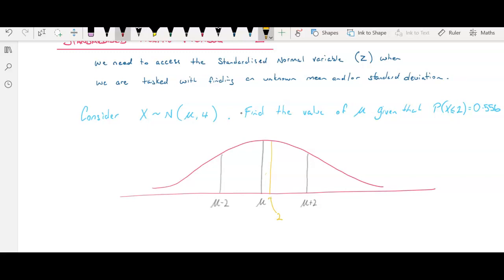And let's shade the area here to the left of 2. If we consider this area here, then this is the 0.556 that is being mentioned in the question. The area equals 0.556. Okay, so what is mu?